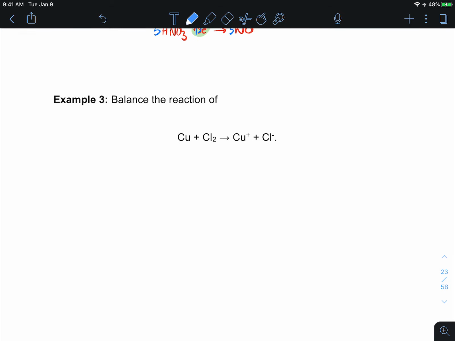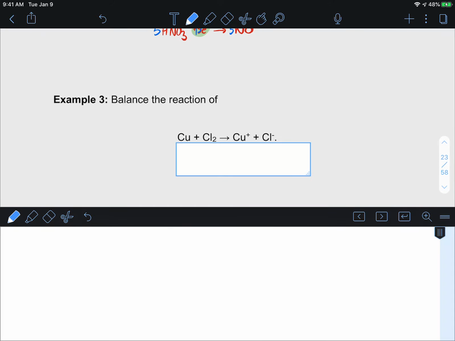Okay, let's look at this one. So this one looks like it should be really straightforward, right? But we do still want to take our steps and go through them.